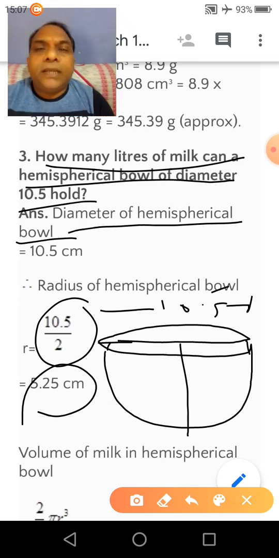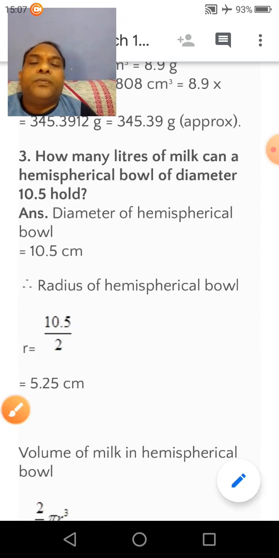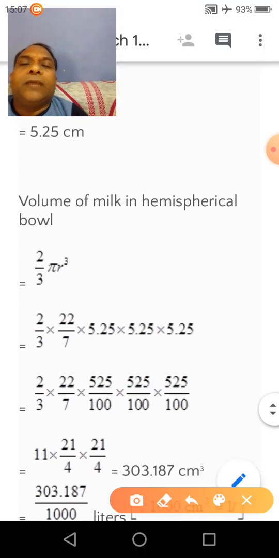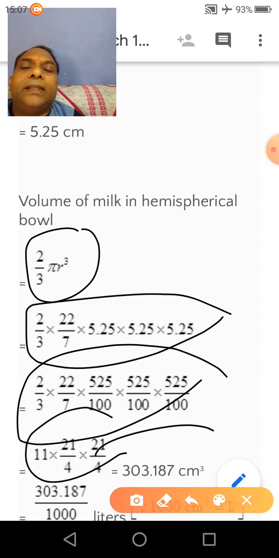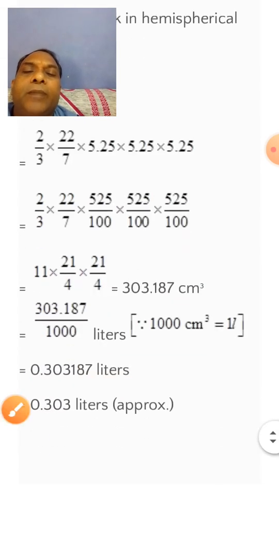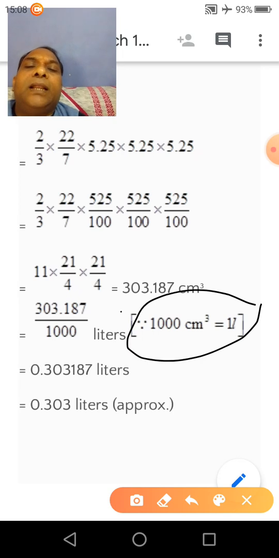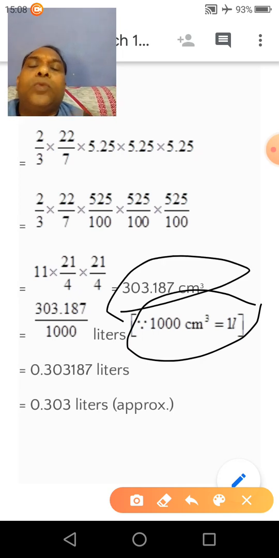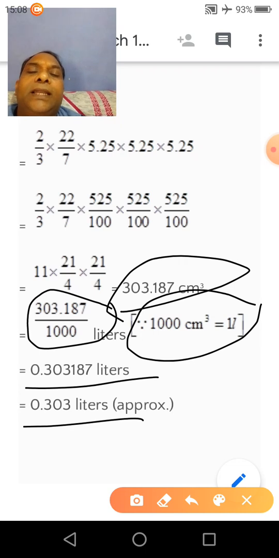It means you have to find volume of hemispherical bowl. So volume of hemispherical bowl means volume of hemisphere, this will be equal to 2 by 3 pi r cube. Put the value of pi and r and calculate it. Then you have volume of hemispherical bowl. Now we know that 1000 centimeter cube is equal to 1 liter. So you have to convert it in liter. To convert centimeter cube into liter, you have to divide it by 1000. Then you have the answer 0.303 liters.